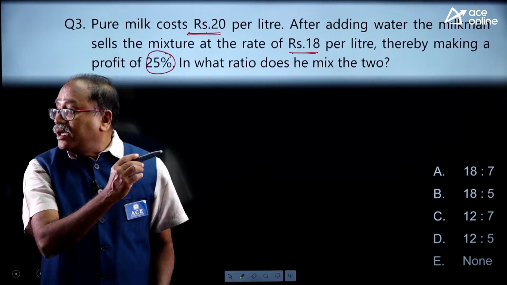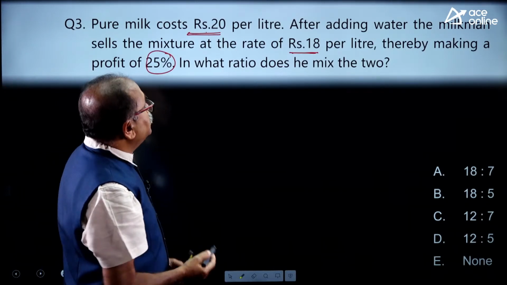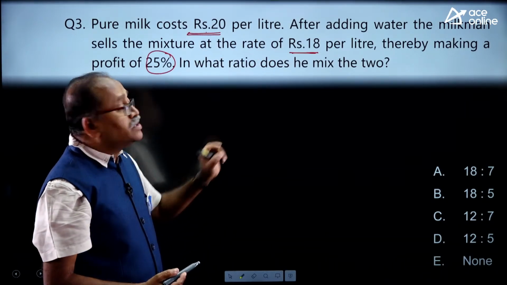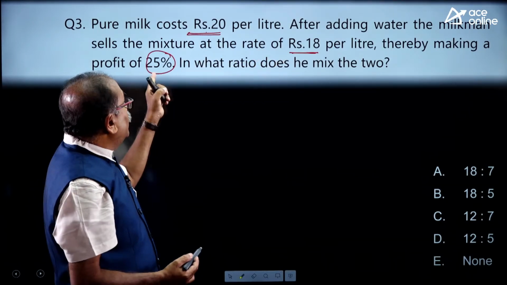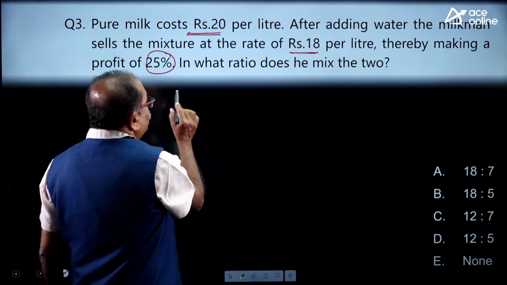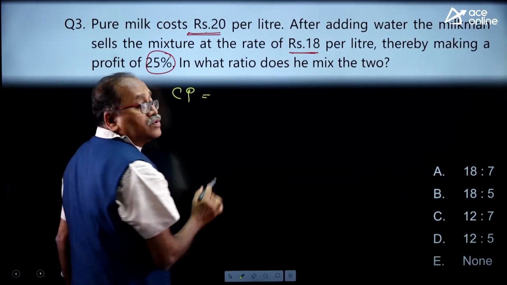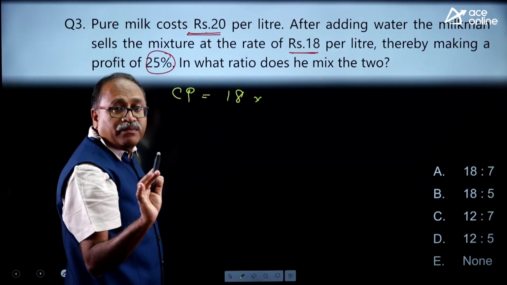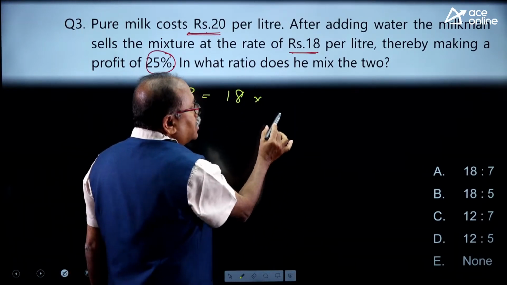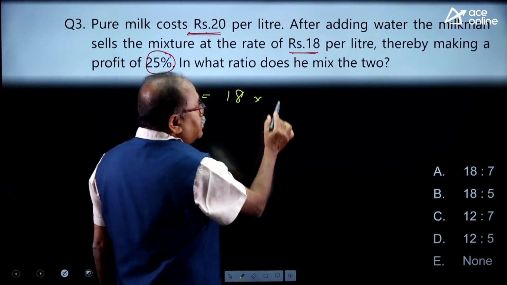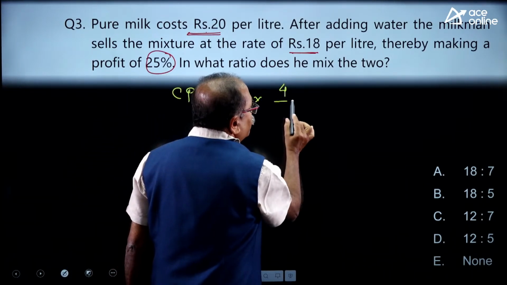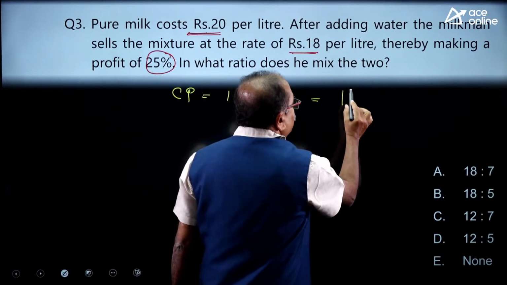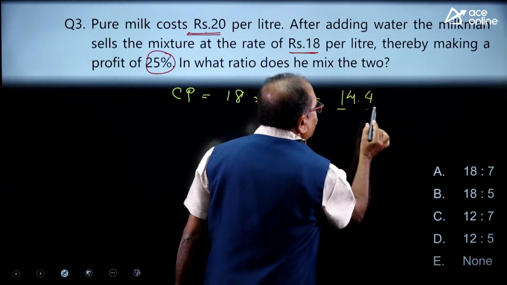Now the time is up. I will be working on this. If you get the answer, please let me know. So 18 rupees is the selling price and 25% profit is there. So what is the cost price? The cost price will be 18 into 100 by 125. 100 is the cost price, 125 is the selling price. So 100 by 125, that is 4 by 5. And that gives us 72 divided by 5, which is 14.4 rupees, the actual cost price.